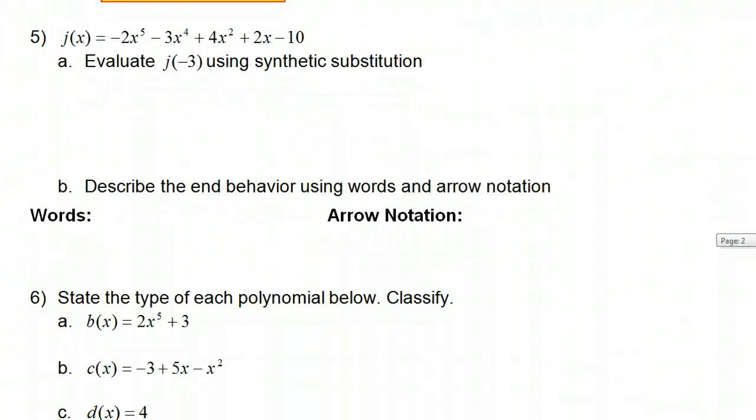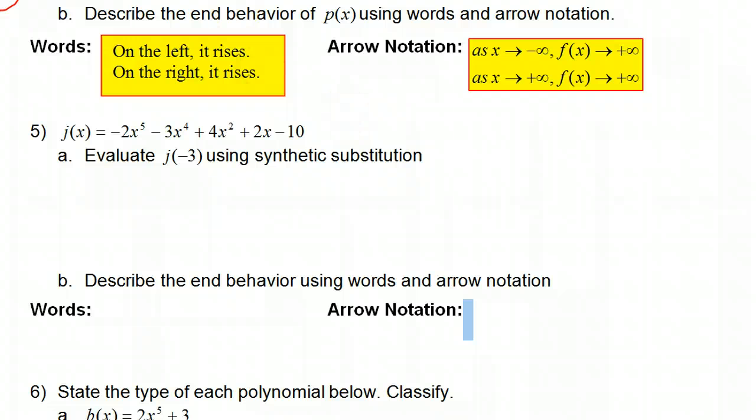Alright, moving on. Number 5. Okay, evaluate this guy using synthetic substitution. Let's see, is anything missing? 5, 4, uh-oh. The cubic term is missing. Alert, alert, warning. The cubic term is missing. So we're going to have to treat this missing cubic term like it's a 0 x to the 3rd power. So when we do our coefficients, there'll be a 0 right here. That's the one thing to watch out for when you're doing synthetic.